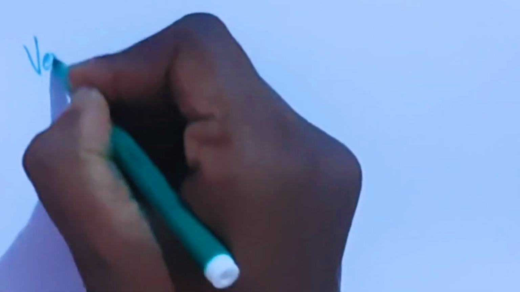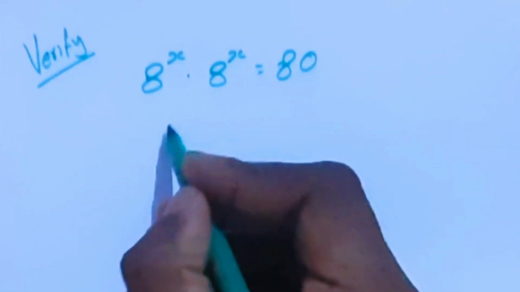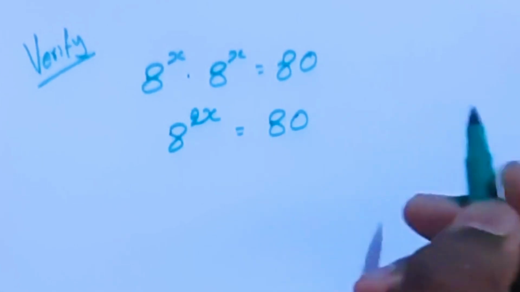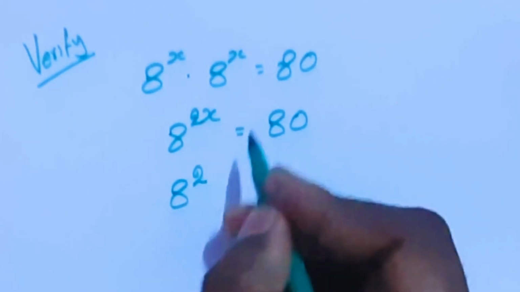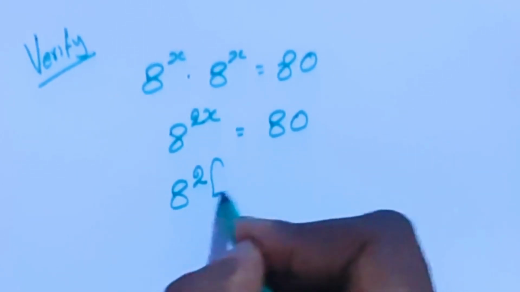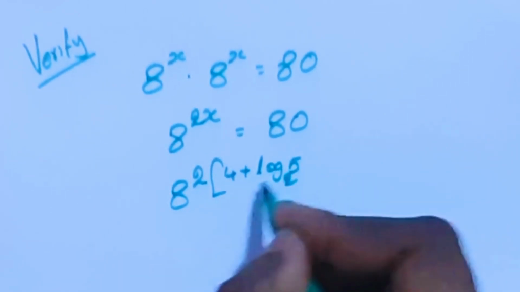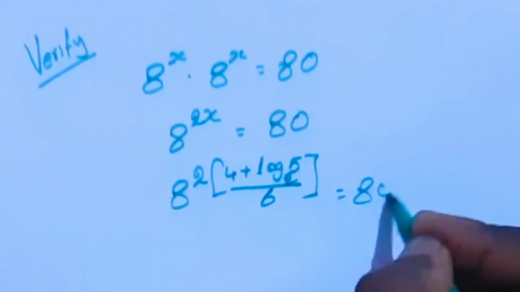Now let's verify with the equation that 8^x times 8^x equals 80. Now this can be written as 8^(2x) equals 80. Now 8 power 2 times this x we are going to implement here. So 8^(2 times (4 plus log 5 base 2) divided by 6) equals 80.